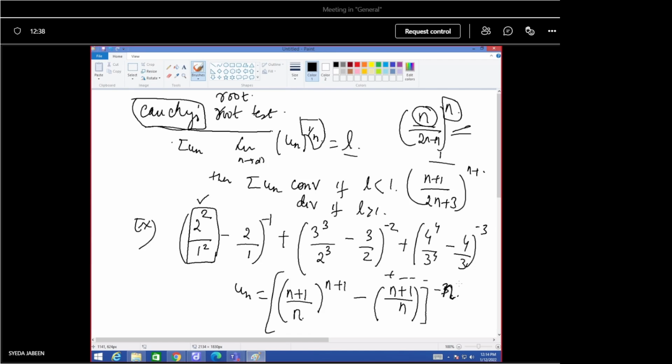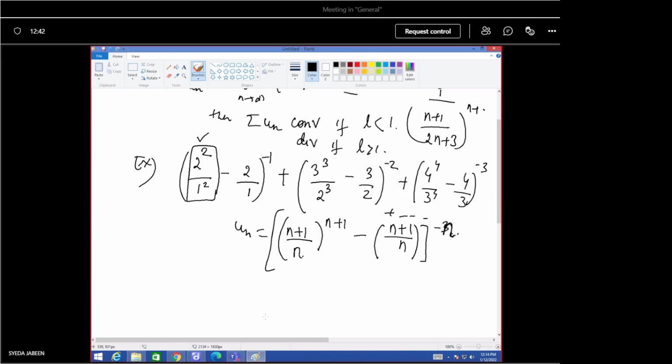So finally, what are you getting when you take the limit as n tends to infinity? 1 upon e minus 1. Yes, 1 upon e minus 1.